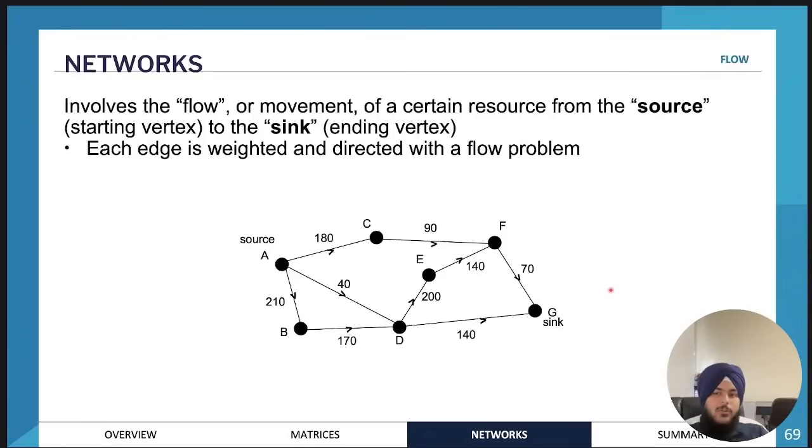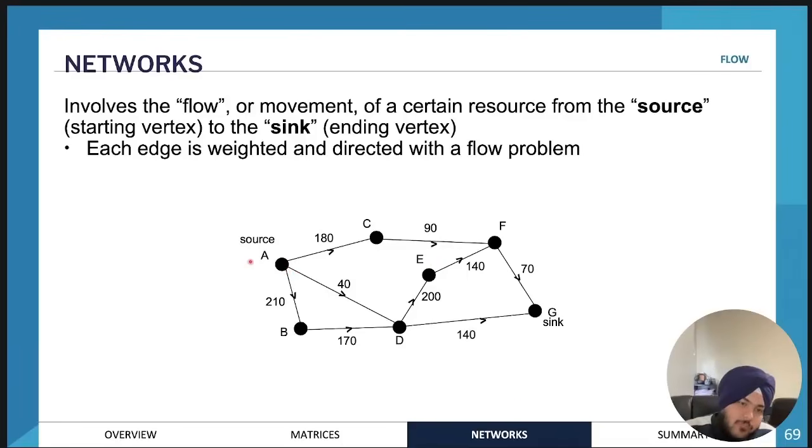Okay, so next we'll be looking at network flow. Network flow is essentially a type of question that you're going to get in the exam, where we'll be looking at the flow of something. So it might be, for example, the flow of water, or sometimes you might get the flow of people, or the flow of certain items or certain things.